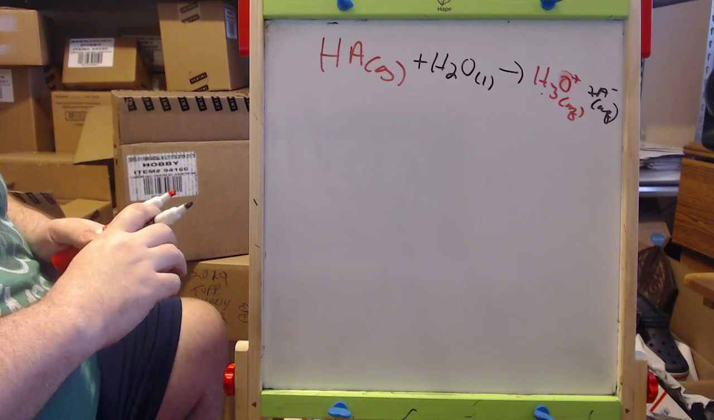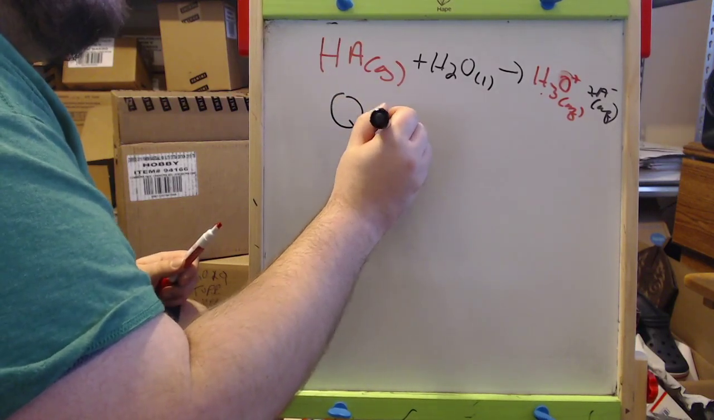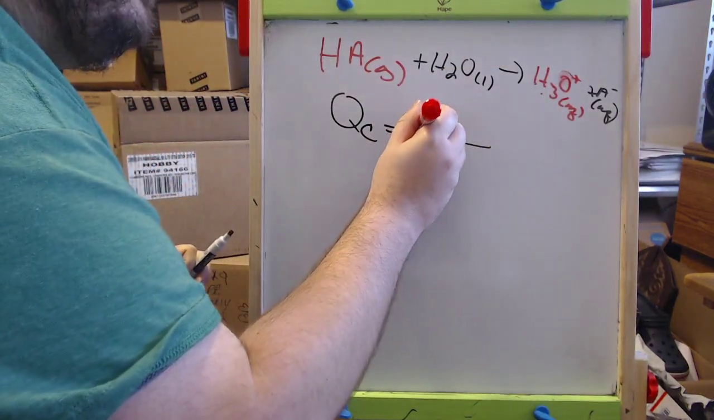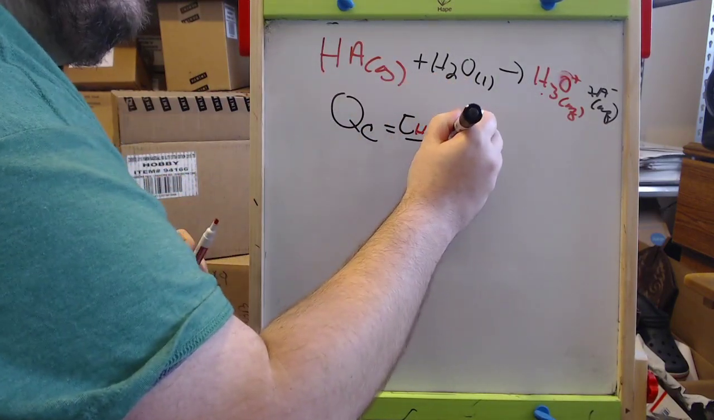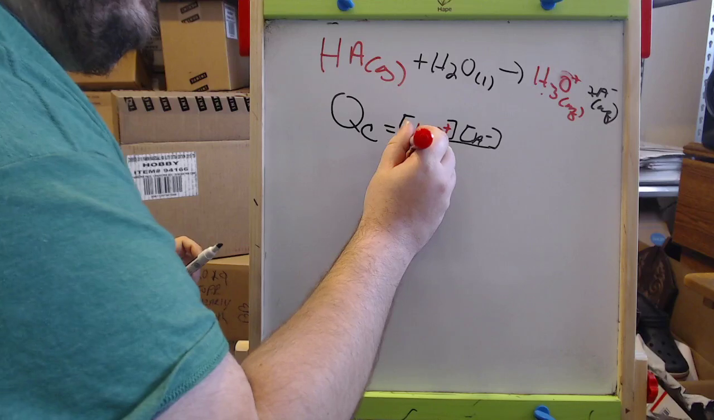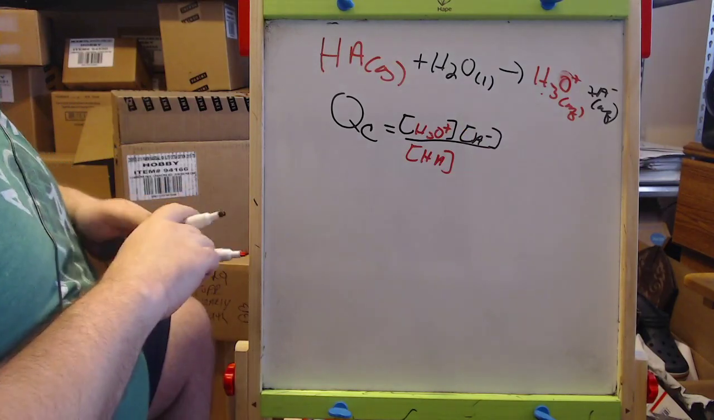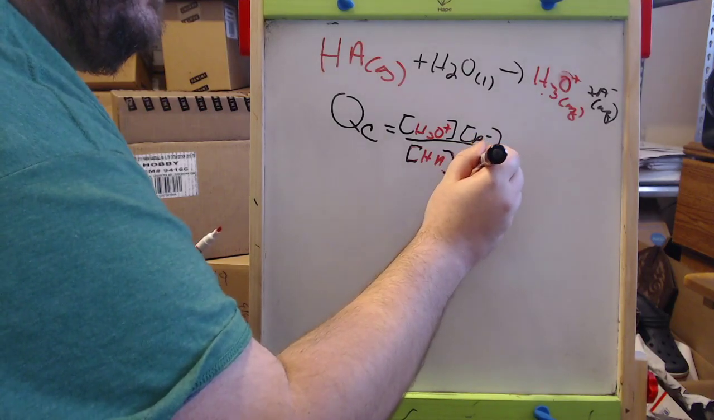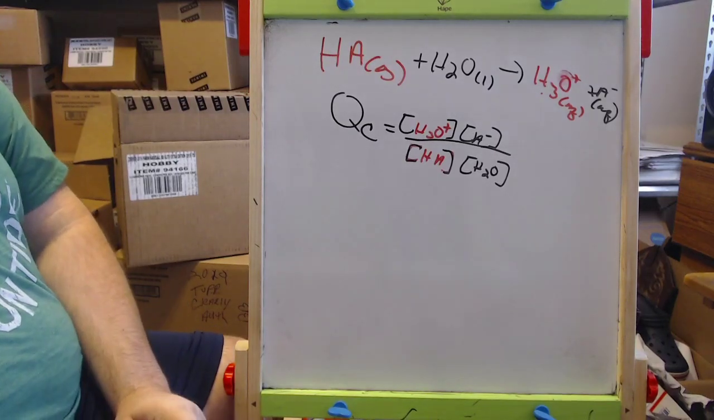Now, if I wanted to write a Qc for this reaction, concentration of products, concentration of H3O plus, concentration of A minus, over the concentration of HA, and stay consistent, over the concentration of water. Products over reactants.